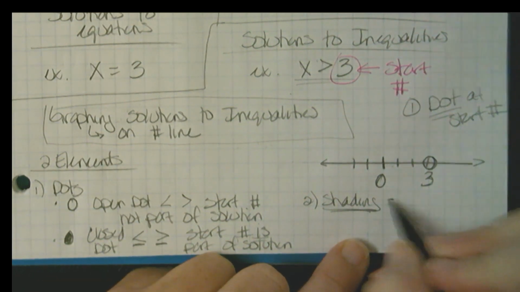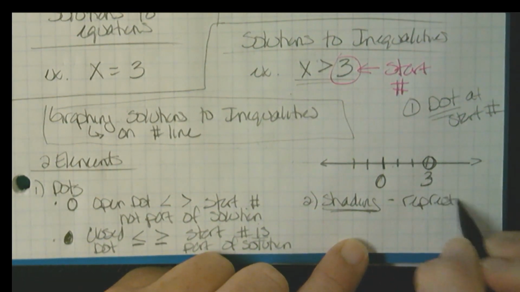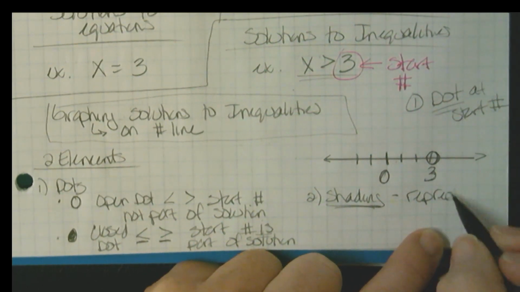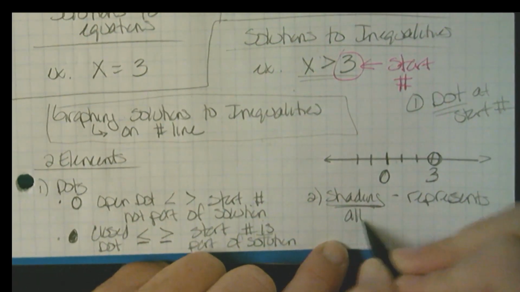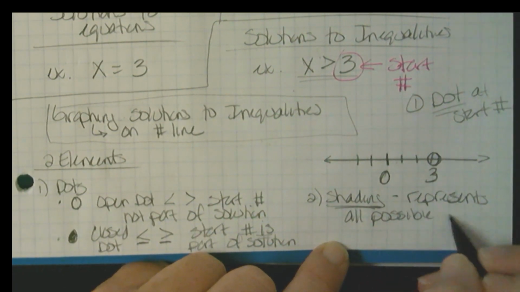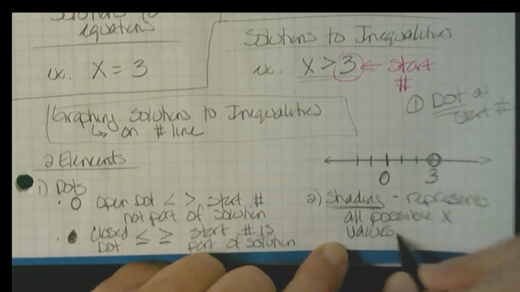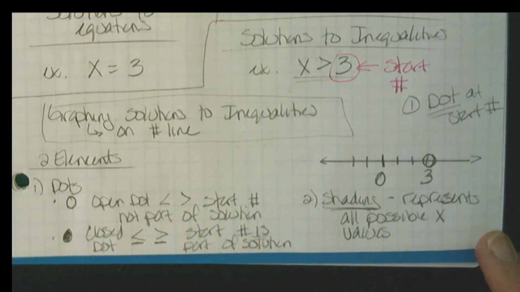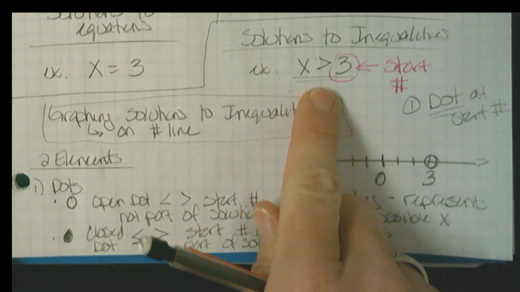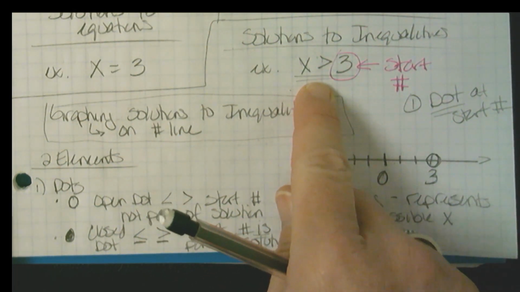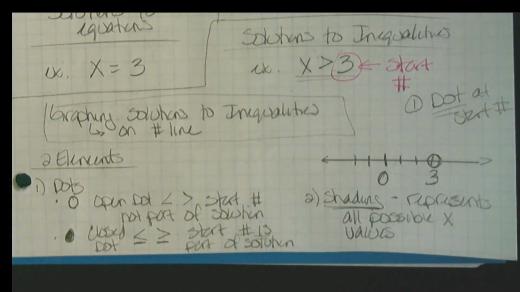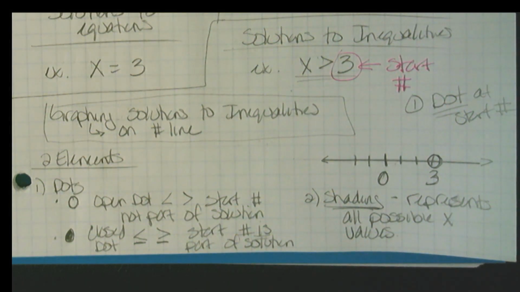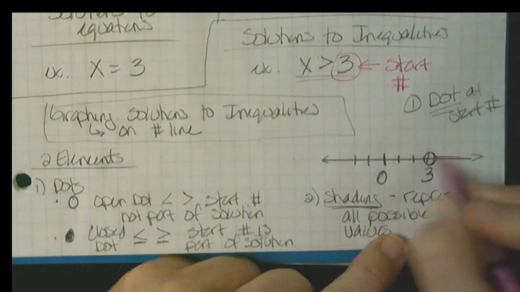Okay, the second thing you are going to do is our shading. So the shading, what this represents is all possible x values, or whatever variable you're using. So if I go back to my solution, I have x is greater than 3. So what are all of my values of x in relation to my 3? Cameron? 4 or more. So they're all going to be bigger than my 3.